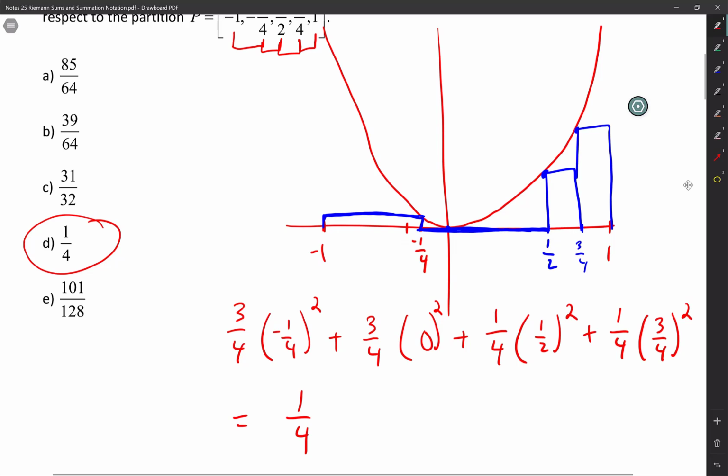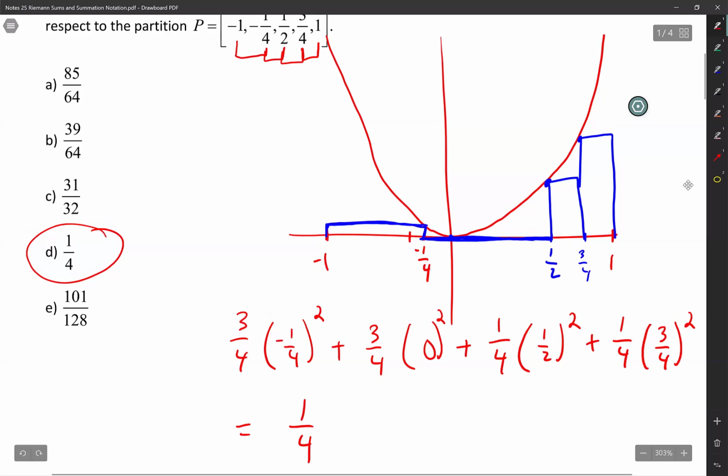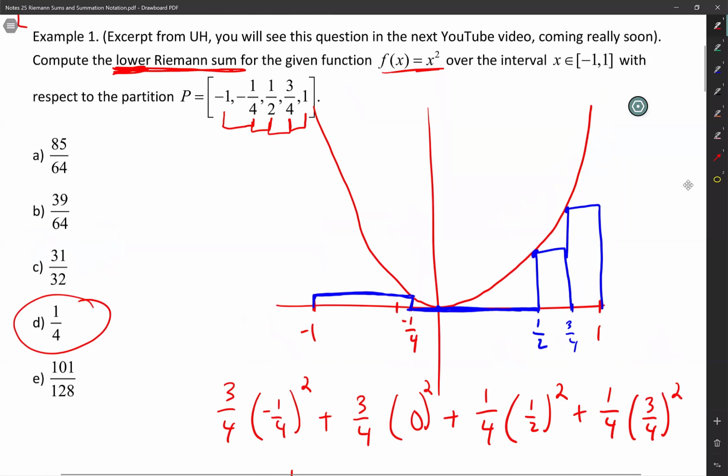Could you explain how you chose how to draw them? Like, I understand the equation part. I didn't understand how you drew the rectangles. Oh, they told me right here. You see how it says partitions?